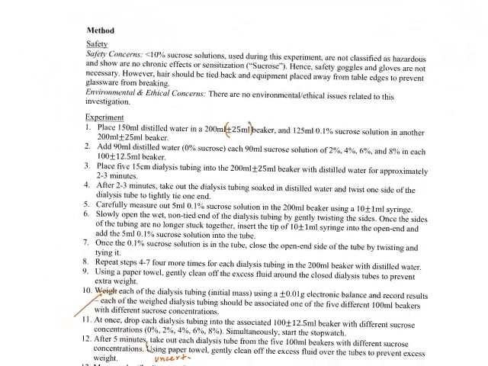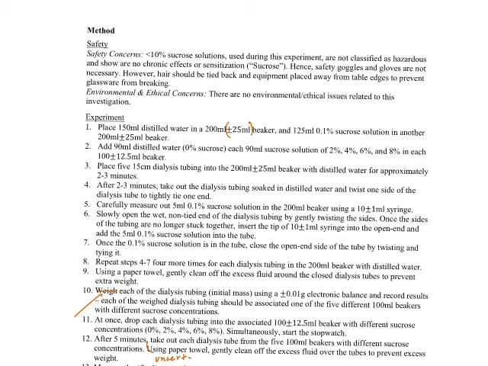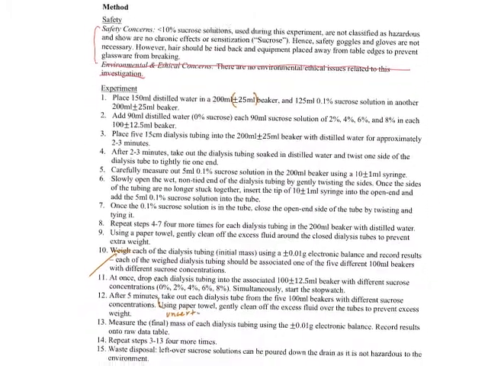Okay, let's take a look at this last one. So first of all, this person included safety concerns. Now, you don't have to do ethical and environmental. That was for a diploma biology class. You don't have to do that. But you should include a safety comment. So here, they tell us specifically what safety equipment they need to use and why.